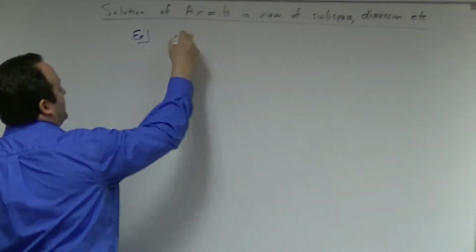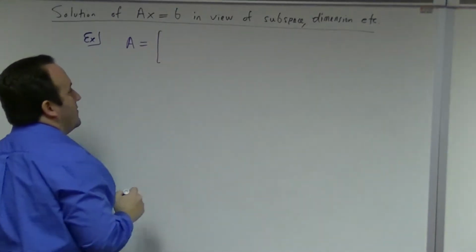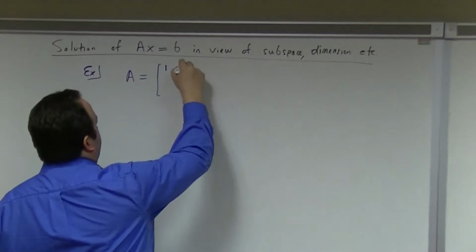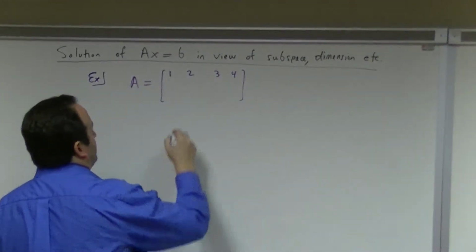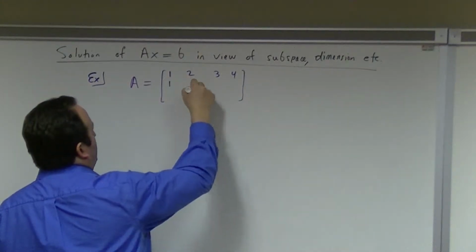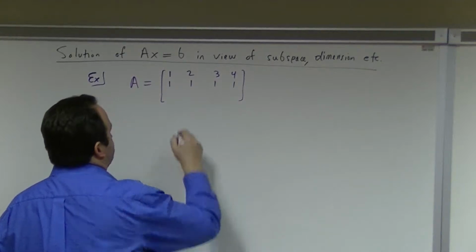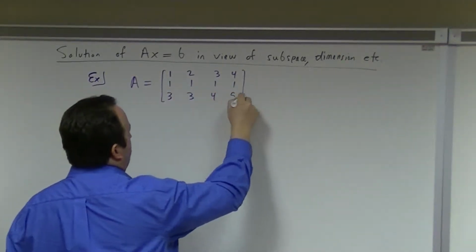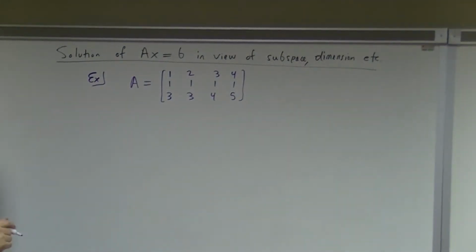Let's suppose A is equal to: I'll make it up: 1, 2, 3, 4; 1, 1, 1, 1; and then 3, 3, 4, 5. This may possibly be interesting. Let's calculate the null space of A.